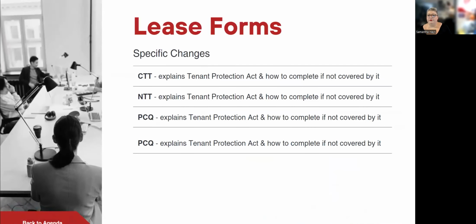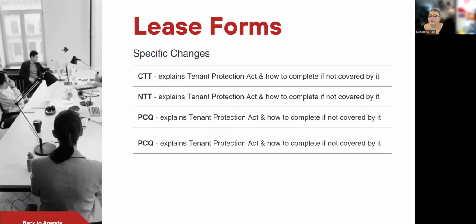And the lease forms have all been updated to explain the Tenant Protection Act and how to complete it if it's not already covered by it. So sometimes, depending on the property, the age of the property, the situation, it doesn't always get covered by the Tenant Protection Act. So this will walk each of the agents through how to utilize the forms.